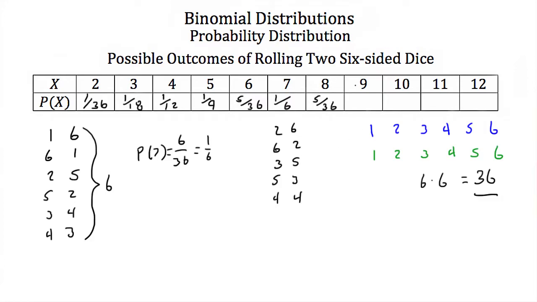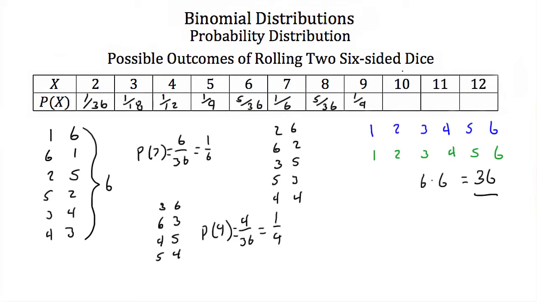Now we got to work on finding the probability of rolling a 9. Well, you can get a 9 from a 3 and a 6, and a 6 and a 3, a 4 and a 5, and a 5 and a 4. So there's 4 different ways to get a 9. So the probability of rolling a 9 is 4 out of 36, and that reduces down to 1/9.